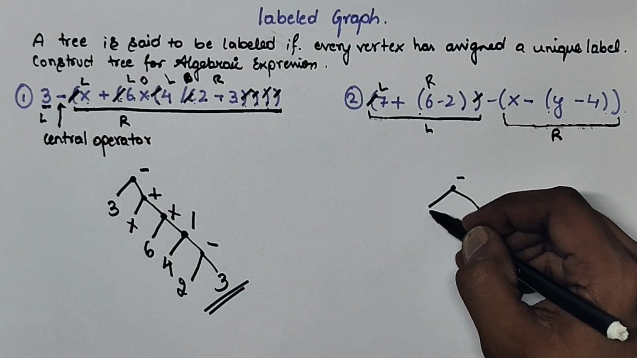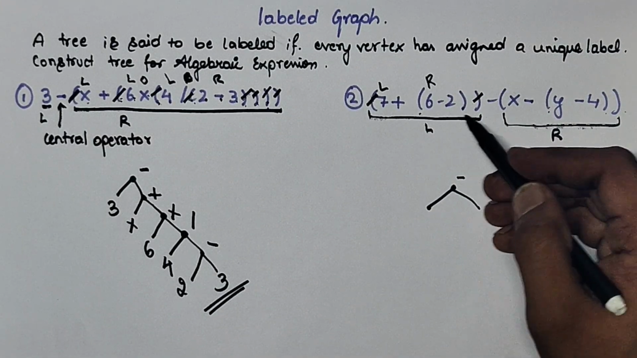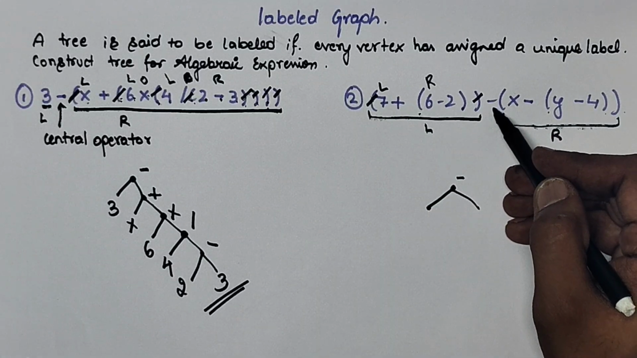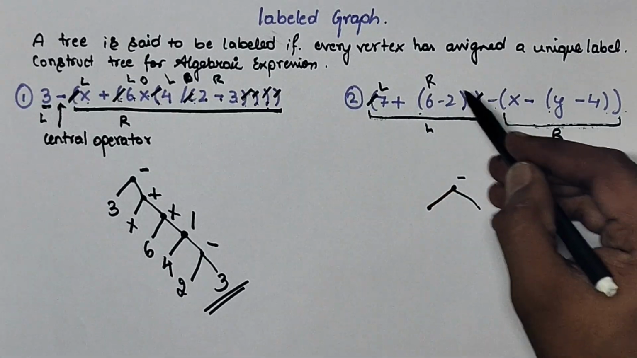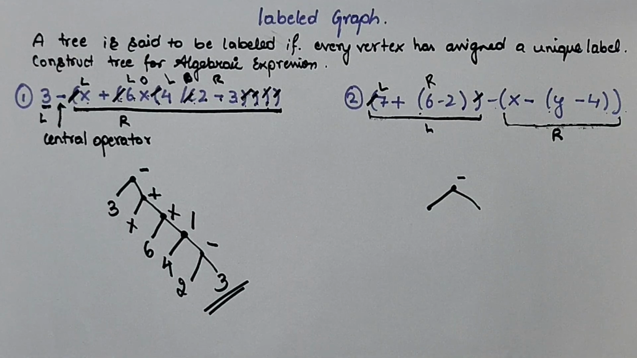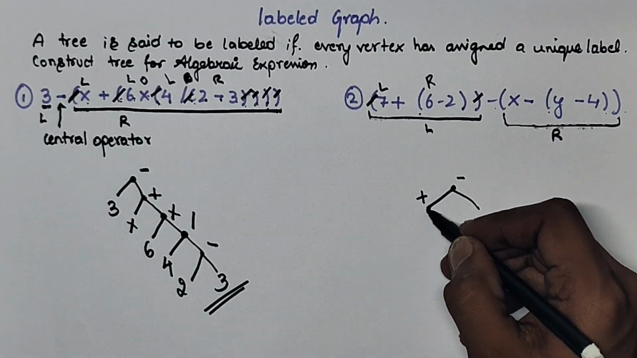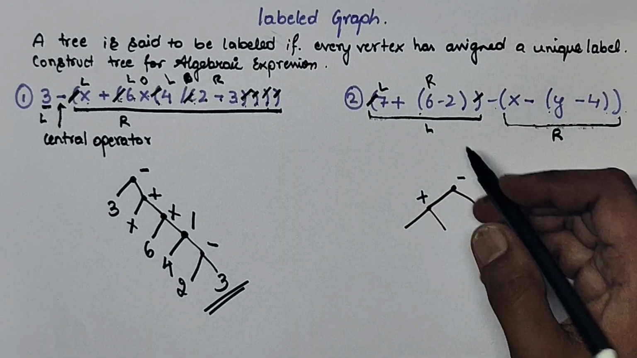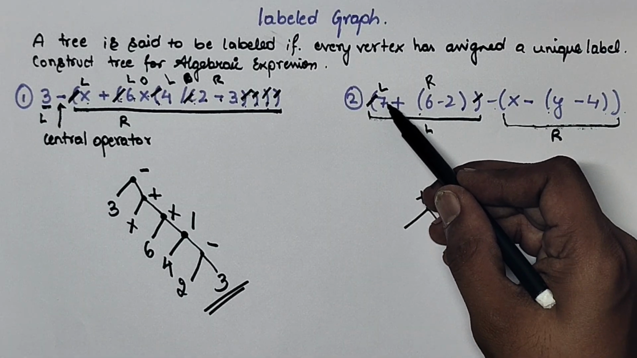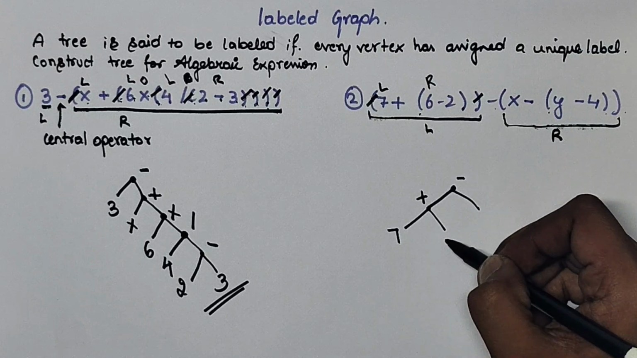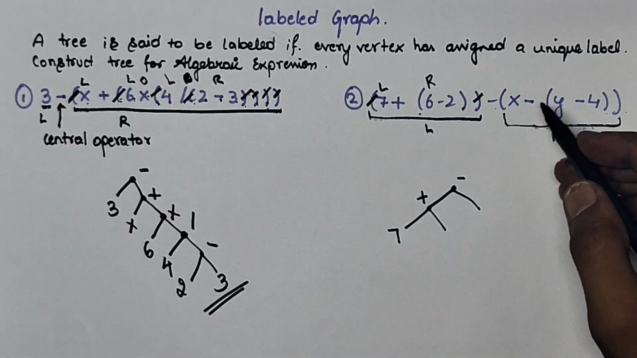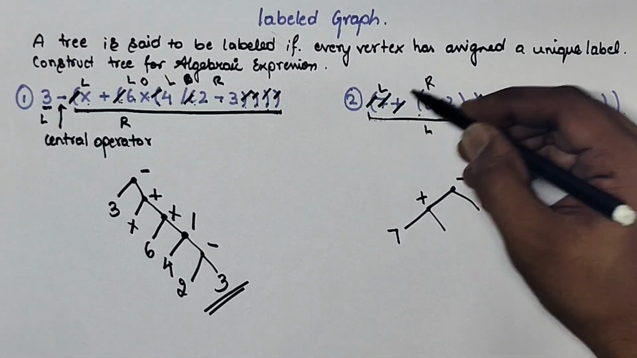So first let's write the left side. That is, this is the leftward part of the minus, that is the central operator. So if we consider this as the separate algebraic expression, plus will be the central operator. It will be having left side and right side. So in the left side we are having 7. In the right side I want to remove the open bracket and closed bracket. Now 7 is over, plus is over.